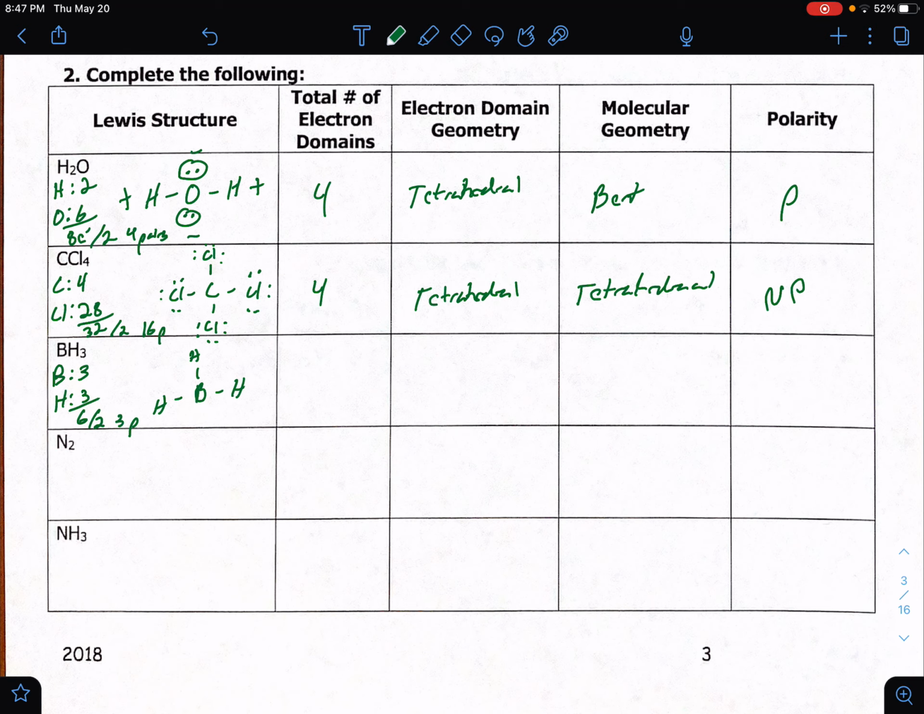But if you were starting at carbon, you have to have at least 4 pairs. So that's when double bonding comes in, which we'll do here in just a second. I'm going to look at how many things are attached. There would be 3 things attached, so the electron domain geometry would be called trigonal planar. Since there's no unbonded pairs, it's going to have the same name for your molecular geometry, so trigonal planar. And this is going to be balanced out, so this would be nonpolar.